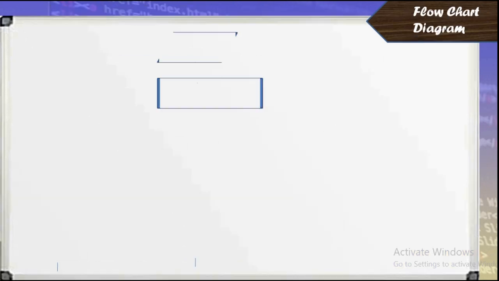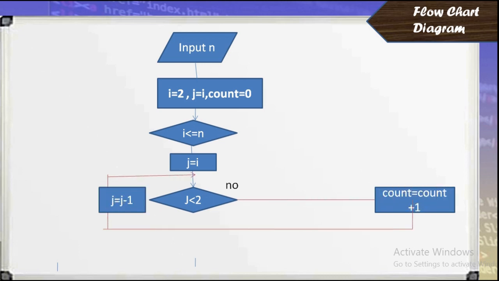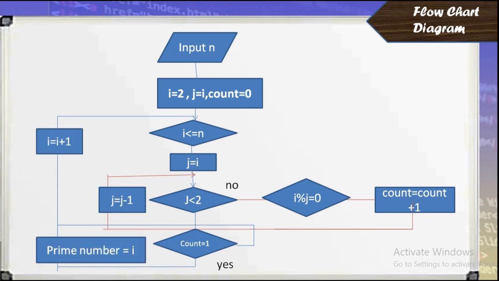Now in the flowchart diagram, if i less than or equal to n, which is the outer loop, start the value of j equal to i. If j is greater than or equal to 2, the j loop will continue. If mod function on i and j equals 0, count equals count plus 1. If count equals 1, then prime number equals i. If j is less than 2, the j loop will end and the next i value will be checked for prime numbers.